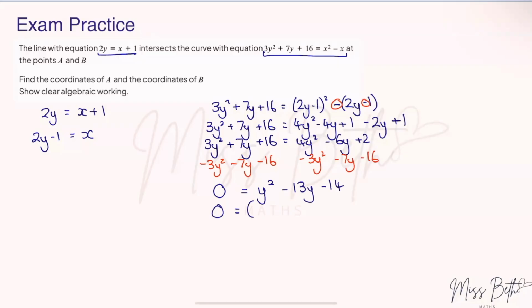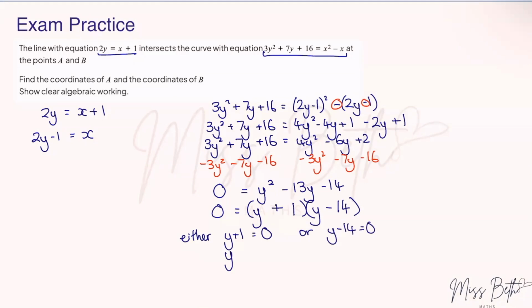I would want to factorize this. So y, and it's going to be 14 and 1. So we're going to need minus 14 and then plus 1. So either y plus 1 equals 0 or y minus 14 equals 0. So y would be equal to negative 1 or y is equal to 14. And then we're just going to sub that back in. I'm going to use that first equation. Actually, no, I'll tell you what, I'll use the second one. Makes life a little bit easier.